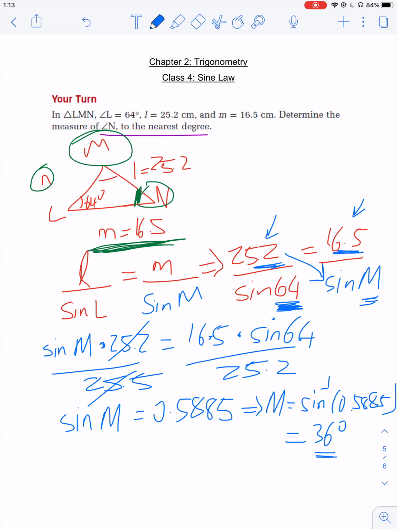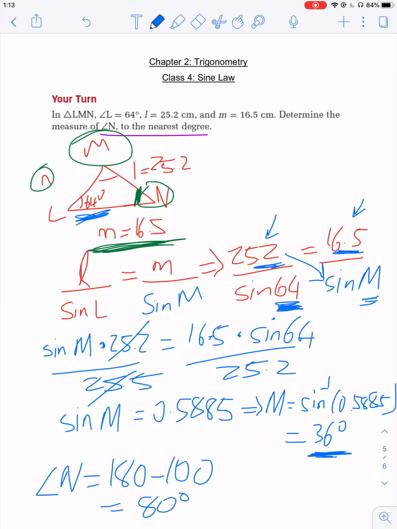But you see, I'm not interested in this 36, right? What I'm interested in is angle N, which will just be 180 minus 36 plus 64. Okay, so 36 plus 64 is 100. So this will have to equal 80 degrees, okay? So hopefully this kind of made sense, okay?